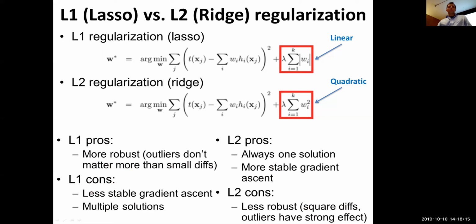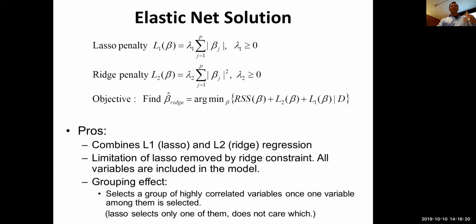So we have two things that are almost good. Each of them has goods and bads. What are we going to do? I don't know. Let's combine them. We're going to do an elastic net, which is nothing more than a combination of L1 and L2 penalties. The objective is to find this minimized beta using both L1 and L2 regularizations. The pros are that it combines L1 and L2 regression. The limitation of Lasso is removed by ridge, and the limitation of ridge is removed by Lasso, and it selects a group of highly correlated variables, rather than only one variable.